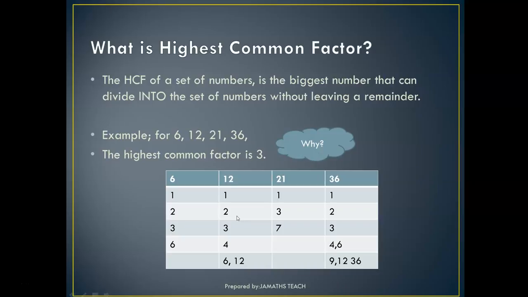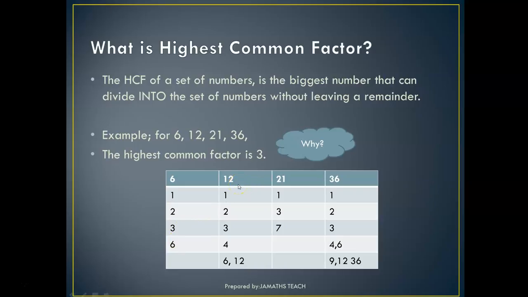You might ask me why. So what I do is set out a table. Of course, once you understand the concept, you don't have to set out any table like that. You can just do it in your head. But I'm setting out a table here, showing you. So I'm listing in each column the factors for each of the numbers. So these are all the numbers that can go into 6. 1 can go into 6, 2, 3, and 6 can go into 6.